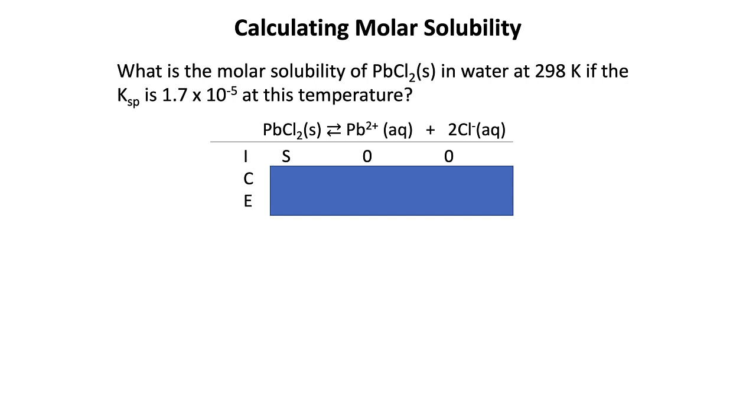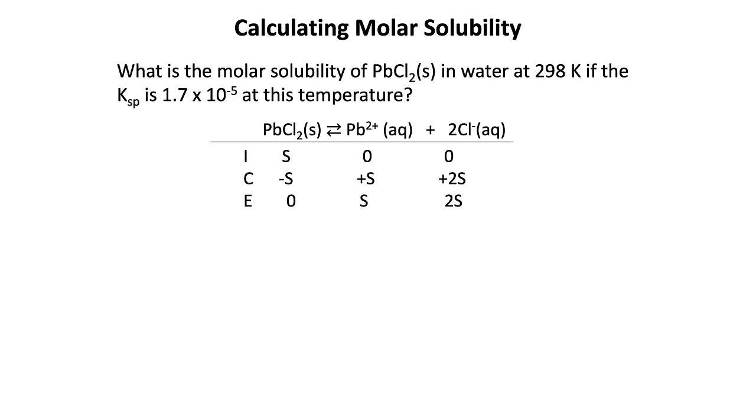Let's envision this ICE table where we're putting in the exact amount that is equal to the molar solubility of lead(II) chloride. So S is the amount of lead(II) chloride that goes in, and we start with no lead(II) and no chloride. The change that's going to occur is S that dissociates, and as S amount of lead(II) chloride dissociates, it's going to form S amount of lead(II) and 2S of the chloride ion. Therefore at equilibrium we'll have a concentration of S for the lead(II) and 2S for the chloride.